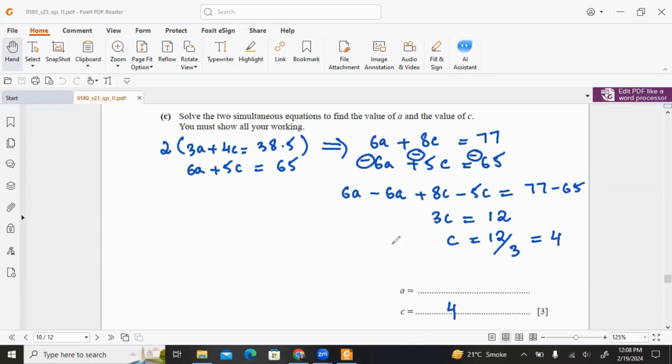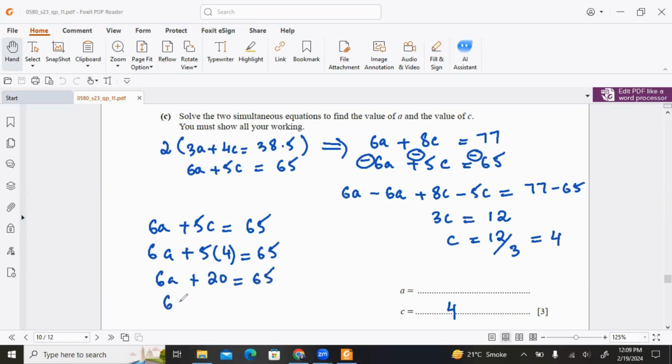To get the value of A, you will plug in the value of C in either of the equations. You can even use the first or the original ones, or the one where we multiplied it by 2. In every case, you'll get the same answer. If I use 6A plus 5C, to make sure I'm spending less time and getting the right answer, I replace C with 4. So 6A plus 20 equals 65. 65 minus 20 is going to be 45.